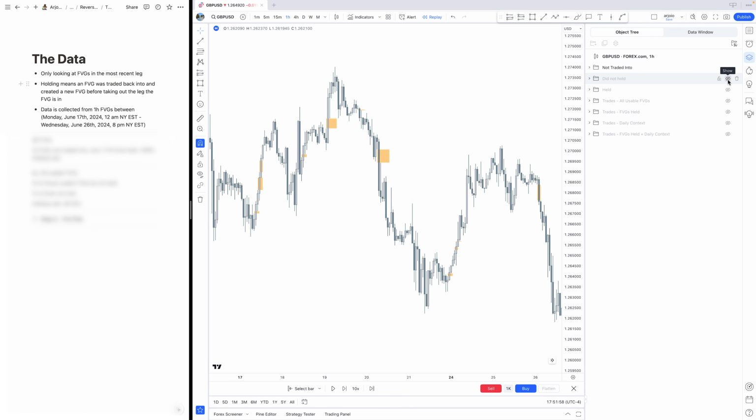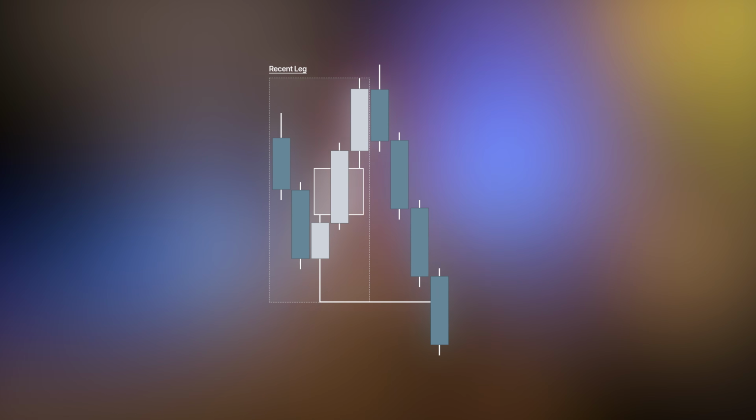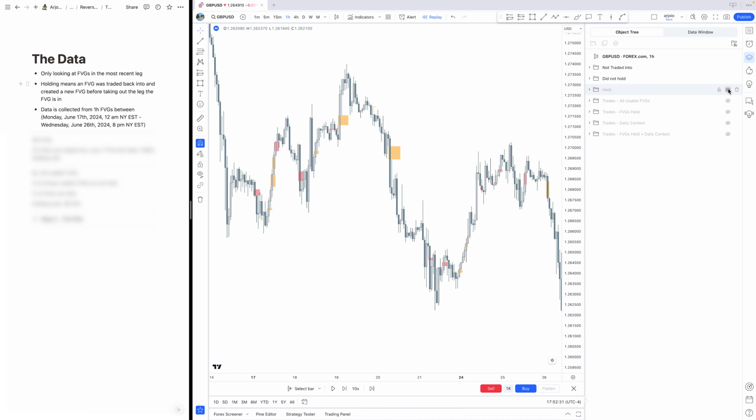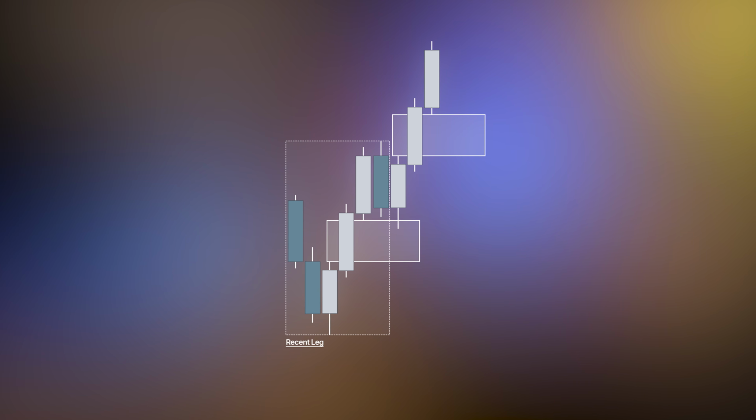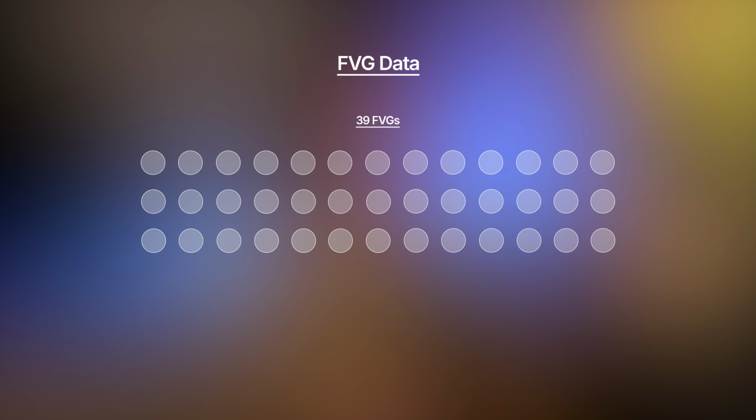Then we have the fair value gaps in the map did not hold. In other words, they did not create a new fair value gap before the leg that the fair value gap is in was taken out. And then we have the fair value gaps in the map that held. So all these fair value gaps held. In other words, they created a new fair value gap in the same direction without taking out the leg that they are in. So in total, this leads to a sample size of 39 fair value gaps.